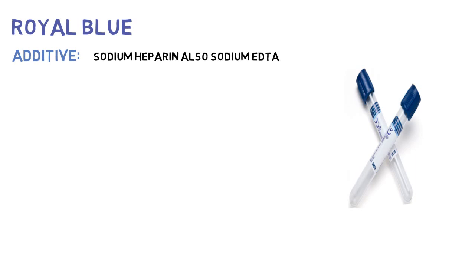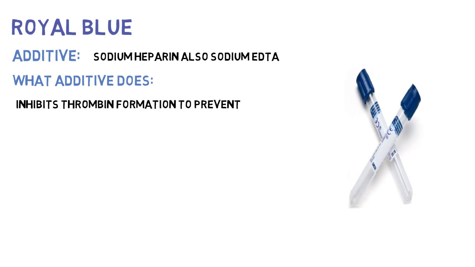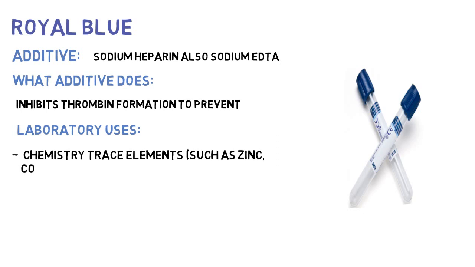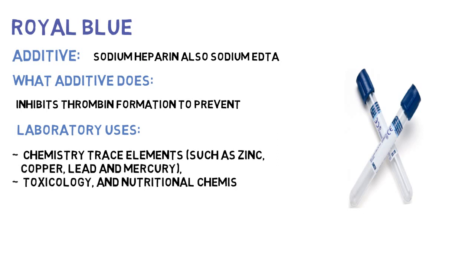Royal blue vial, additive. Sodium heparin, also sodium EDTA. What does the additive do? Inhibits thrombin formation to prevent clotting. Lab uses, chemistry trace elements such as zinc, copper, lead, and mercury, toxicology study, and nutritional chemistry testing in blood.